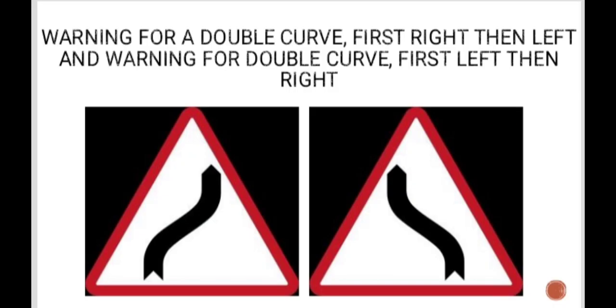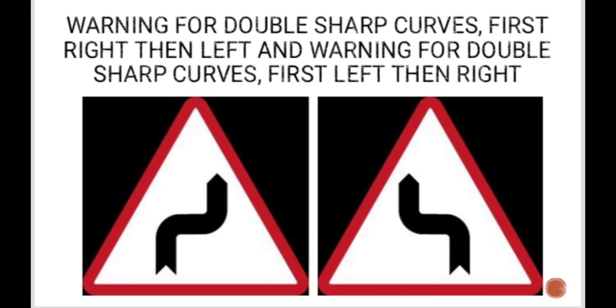And the next one is warning for a double curve, first right, then left. And warning for a double curve, first left, then right. So ibig sabihin, slow down and prepare to navigate through the set of curves. Right and left sharp turn is warning for double sharp curves, first right, then left. And warning for double sharp curves, first left, then right.